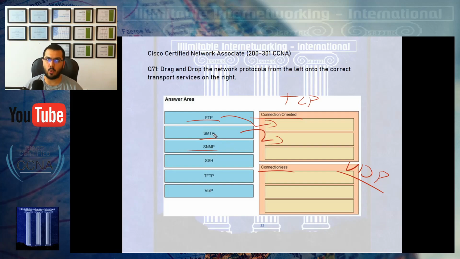SNMP has UDP 161 and 162, so it will go here. SSH is TCP definitely, so it will go here. As here, SSH was TCP 22. TFTP, trivial FTP, is UDP, is unreliable, is UDP 69. VoIP, voice and video, are UDP for fast transmission. So VoIP will definitely be a UDP application, just like we have talked about in the quality of service video.